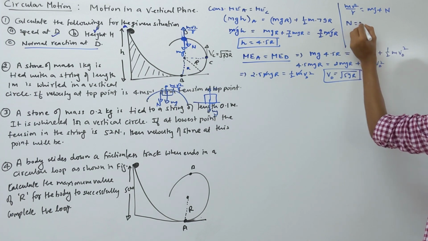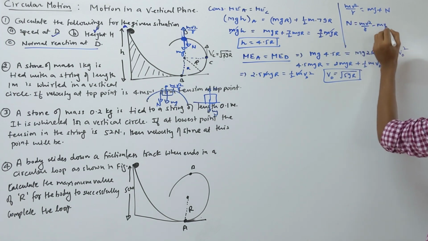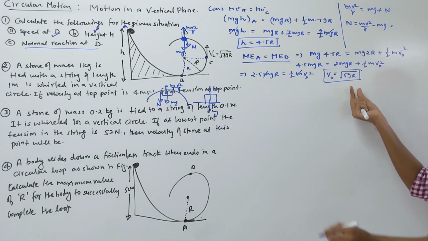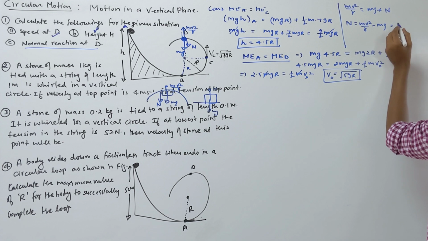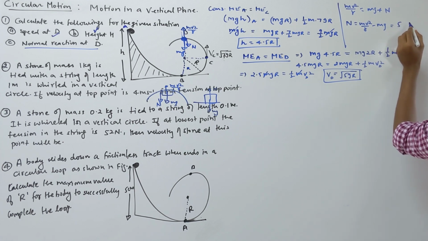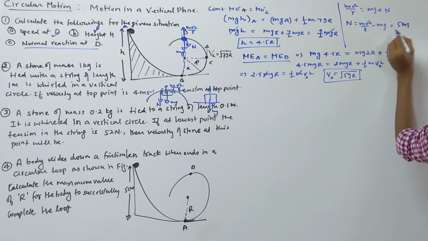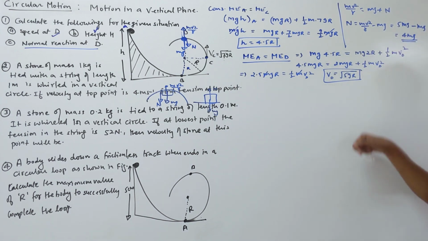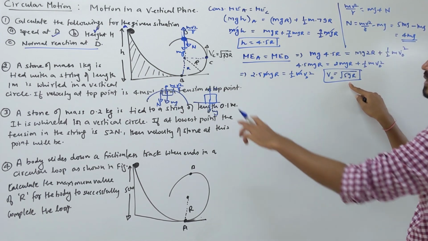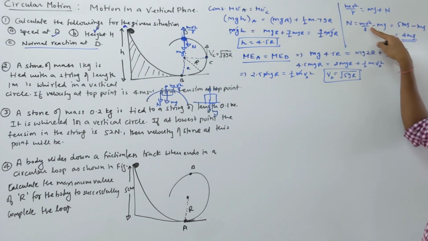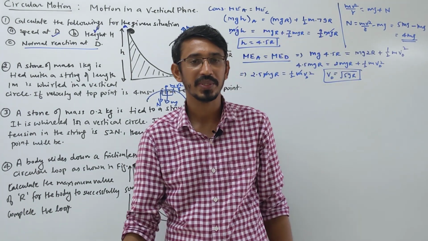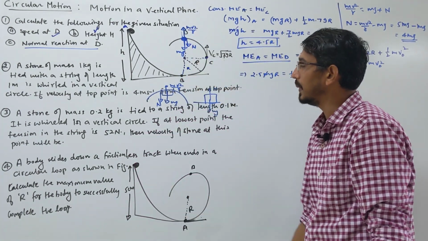So normal reaction will be simply mv square by r minus mg. The velocity at point D we have already calculated, root 5 gr. If you put the value here, this becomes m into 5 gr by r, which is 5 mg because r gets cancelled, minus mg. So it becomes 4 mg. This is the answer of the first question. Very interesting. One more question like this, we will do.